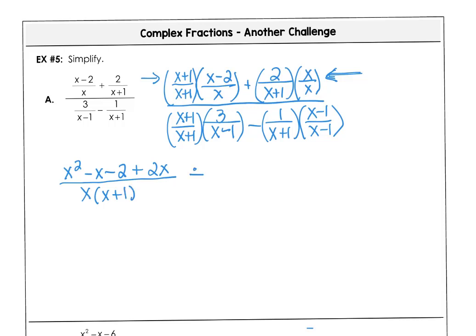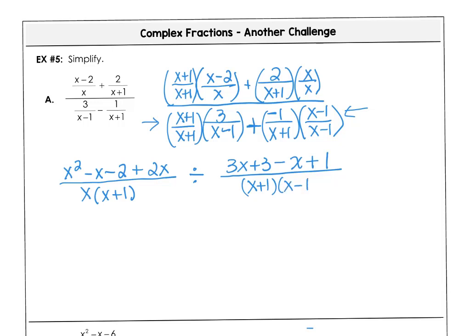And we're going to divide that, moving down to the denominator fractions. We're looking at this row, so we've got 3x plus 3, and then looking over here, and I'm thinking about this minus, so we're going to think about adding the opposite. So negative 1 times x and negative 1 times negative 1. And then divided by our common denominator, x plus 1 times x minus 1.